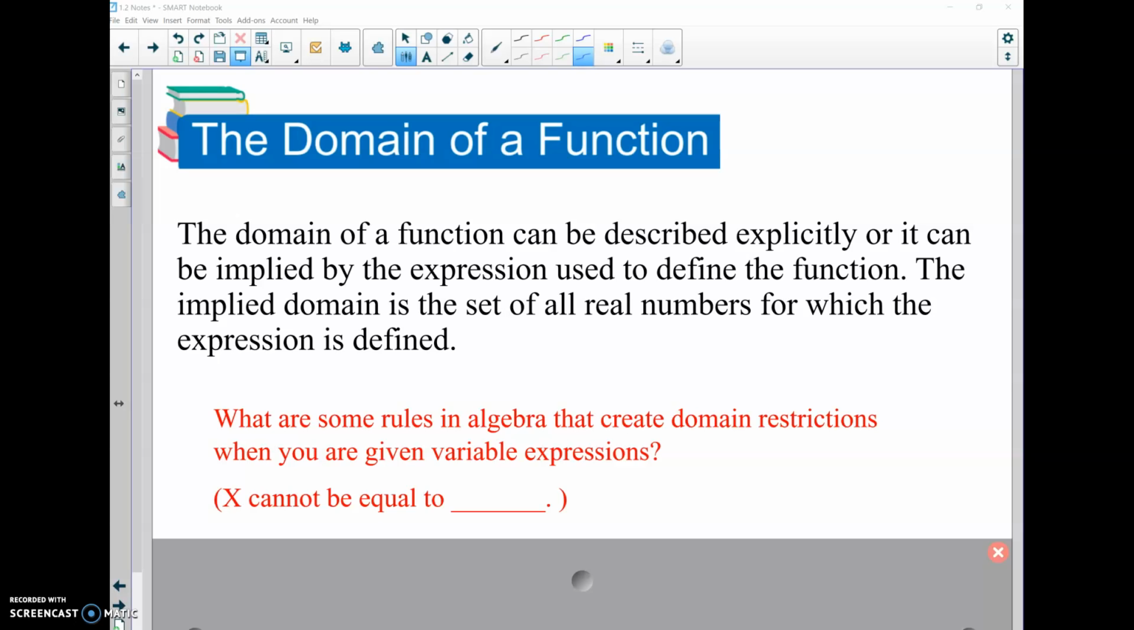So think about what are some rules in algebra that create domain restrictions when you are given a variable expression. Think about things that you cannot do in math. So come up with something where you would hear x cannot be equal to blank because of a rule. Think about that for a minute.